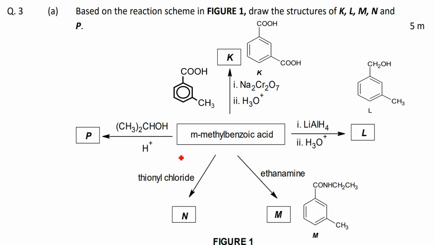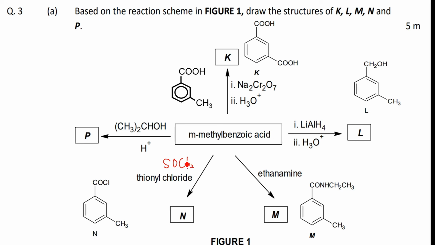m-methyl benzoic acid reacts with SOCl2. The Cl will substitute the hydroxyl functional group and form an acyl chloride. Structure P is an ester, due to carboxylic acid reacting with alcohol in the presence of acid as a catalyst. Therefore, the ester functional group will form here.